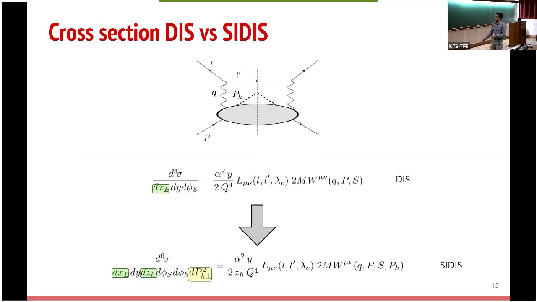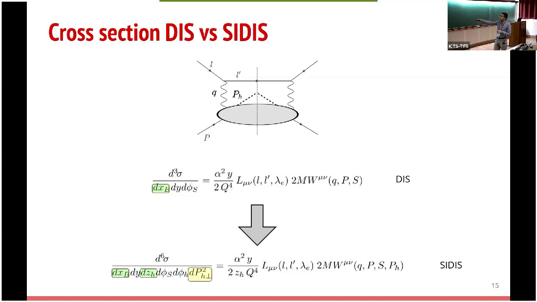So here you have the cross-section for semi-inclusive DIS. Compared to the DIS case, you see that you have a hadron that comes out of the hadronic tensor with momentum pH, and it goes through the cut. What does it mean, crossing the cut? Do you remember? It's an on-shell particle. Is it fake or is it real? It's real, so we see it in the detector.